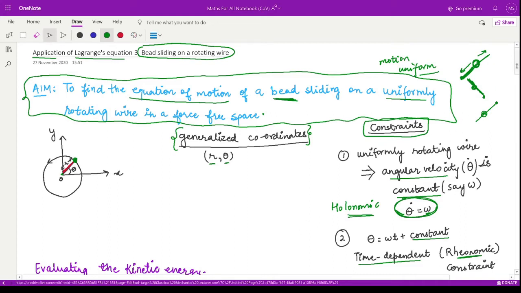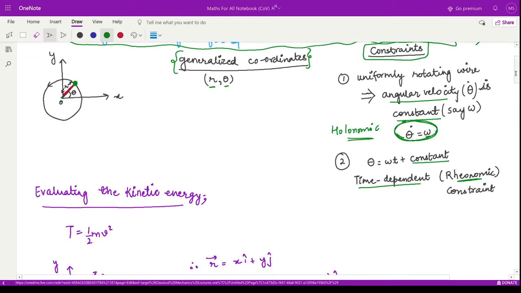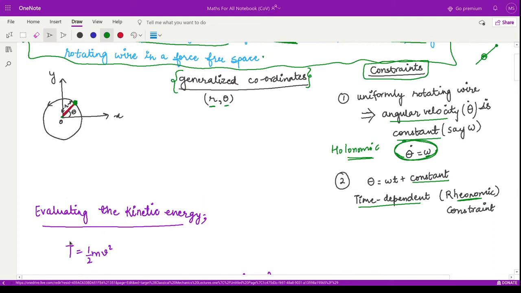After having decided all these parameters, the next step would be to find the kinetic energy. We all know the formula to calculate kinetic energy is half mv squared. Now how do we calculate this when we are given the polar coordinates? As you can see over here, the coordinates are r and theta.